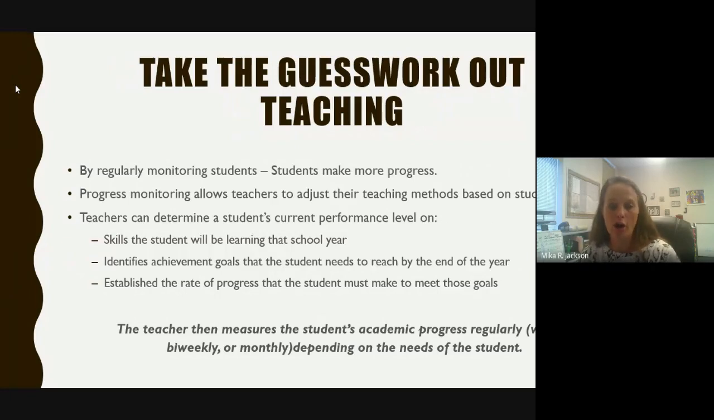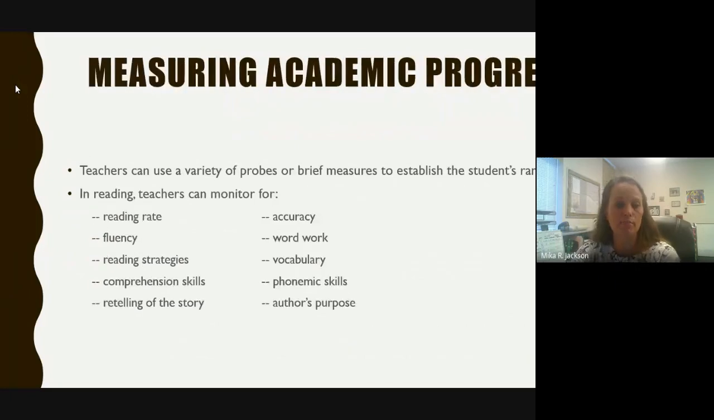You can determine that current performance level. You can base their learning for that school year. You can map out a model of what that's going to look like. Achievement, where they're progressing like they should, or if the gaps are getting bigger, and that rate of progress, are they on track to meet those goals? And so we want to make sure that we are progress monitoring regularly. Some students, that would mean weekly, some students every other week, monthly, or if you've got some very high readers, you may do that twice a semester. So it just depends on the need of the student.